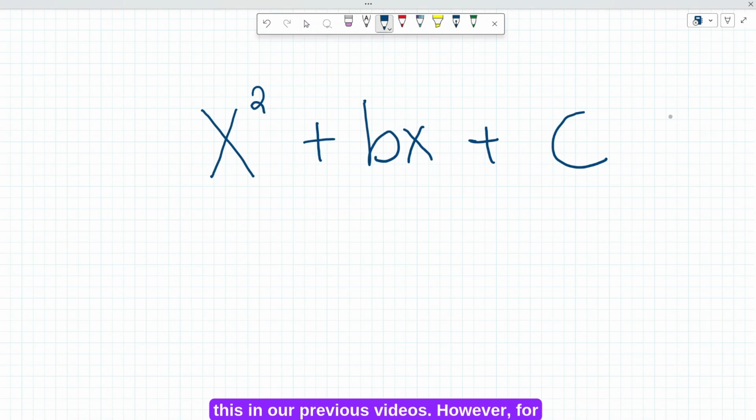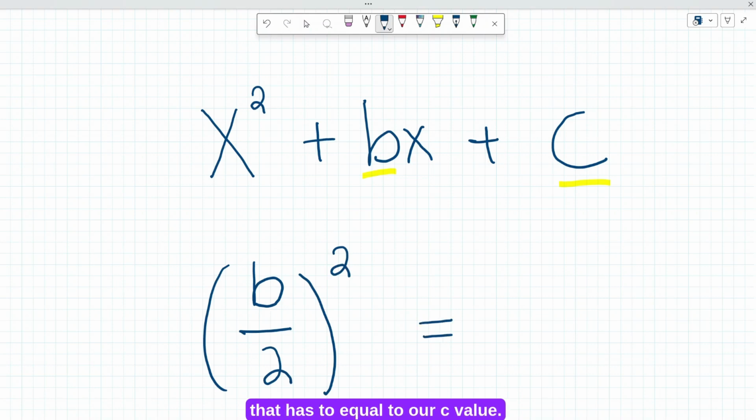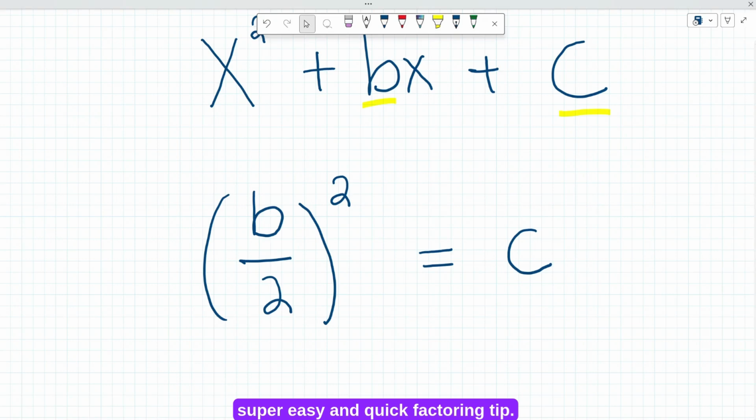in our previous videos. However, for a perfect square trinomial, there's specific criteria that we have to watch out for: our b value and our c value. In particular, if we were to take our b value, divide it by 2, and then square this term, then that has to equal our c value. If we can find a situation where this works, then we can follow this super easy and quick factoring tip.